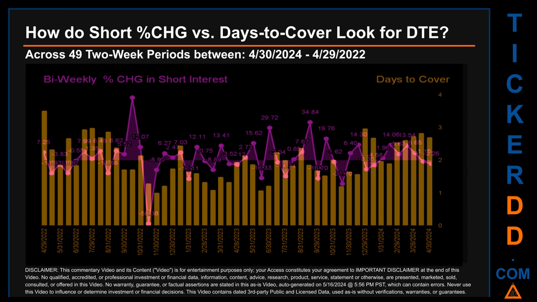Other interesting data points include: the largest percentage increase in short interest was 57.50%. It occurred once on October 14, 2022 settlement date. The largest percentage decrease in short interest found across those 49 two-week snapshots was -58.38%. It occurred once on November 15, 2022 settlement date. The average days to cover was about 2.02. The biggest days to cover was 3.51, and it happened once on April 29, 2022 settlement date.